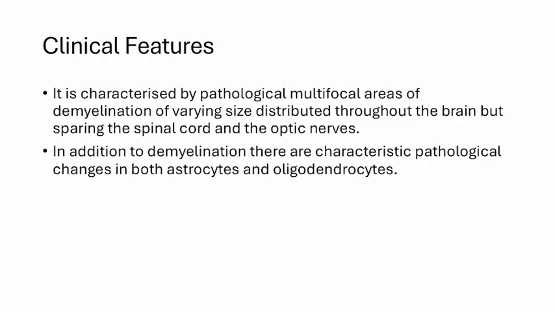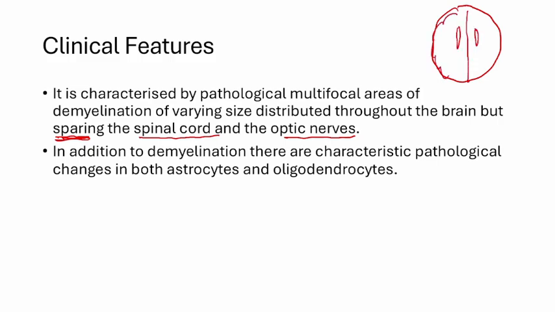Clinical features. It is characterized by pathological multifocal areas of demyelination of varying size distributed throughout the brain, but the spinal cord and optic nerves are spared. Sparing of spinal cord and optic nerves. For example, this is the brain. There will be multifocal areas of demyelination. That is what we will see in MRI.